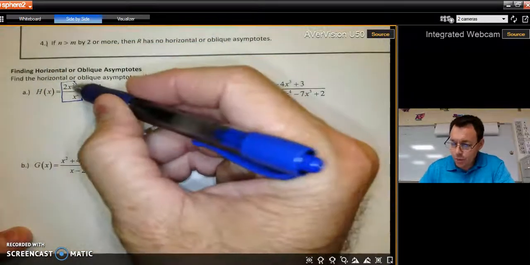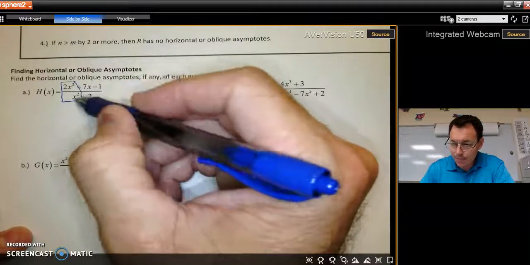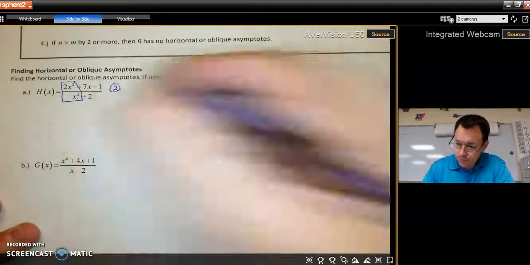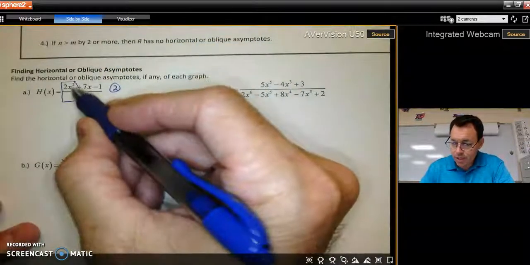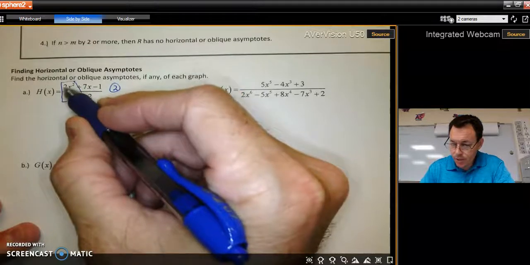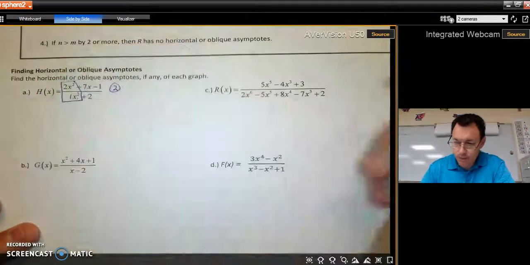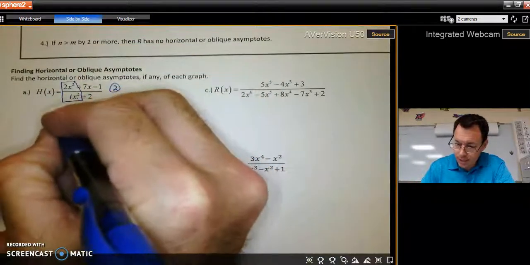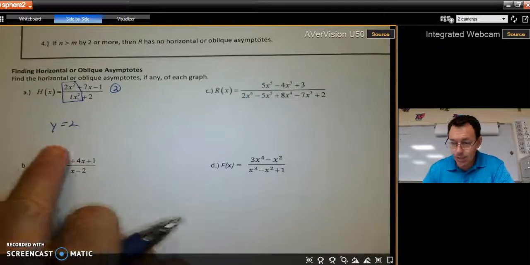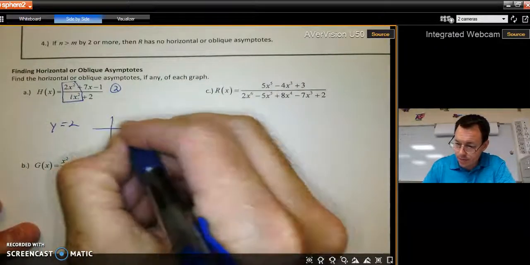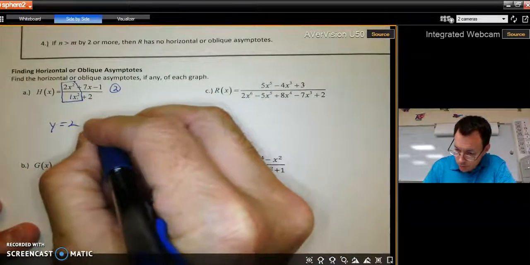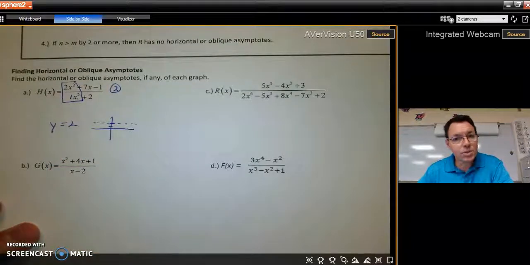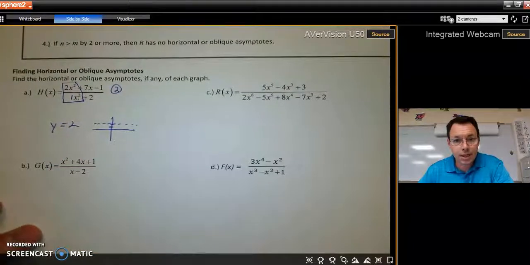And the fact that x squared over x squared, those are the same, that's rule 2, which says you pretend the x's cancel out, you just look at the numbers, 2, think of this as a 1. So 2 over 1, so y equals 2. We're done. That's where our horizontal asymptote would be. And when we graph these, we'll go up 2, we'll draw a dotted line, and then we'll know something about our graph.